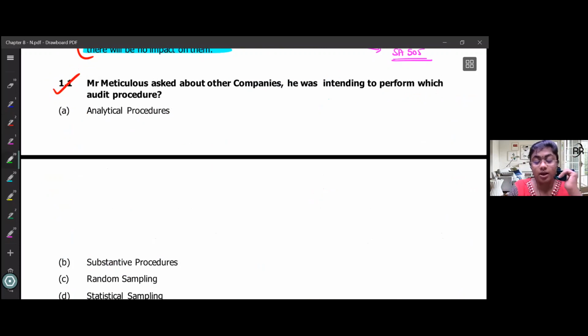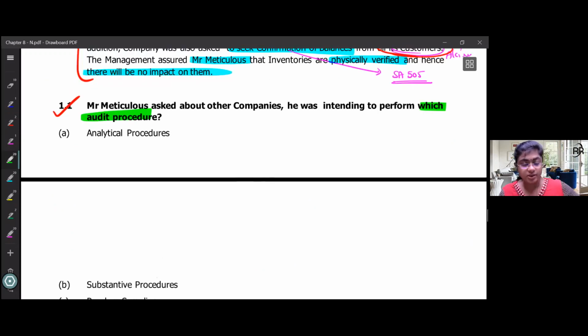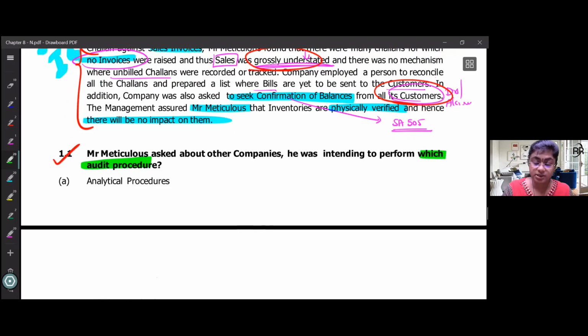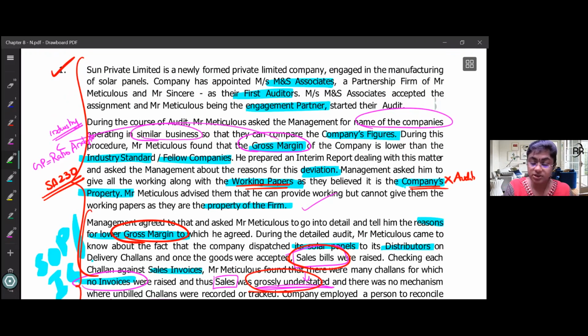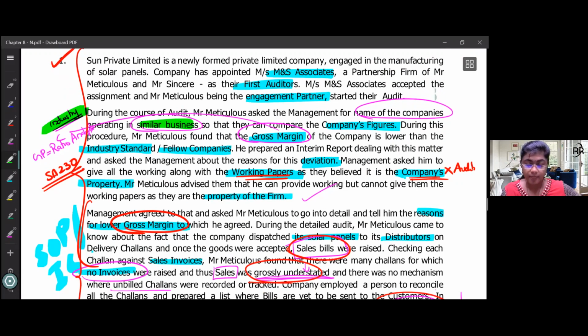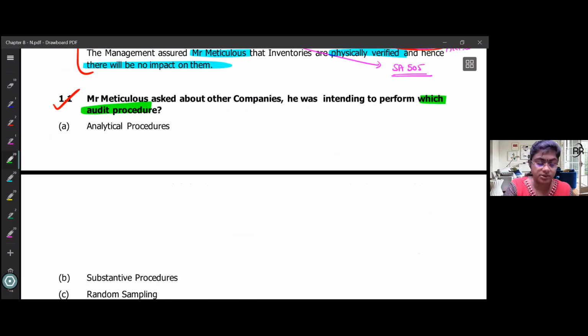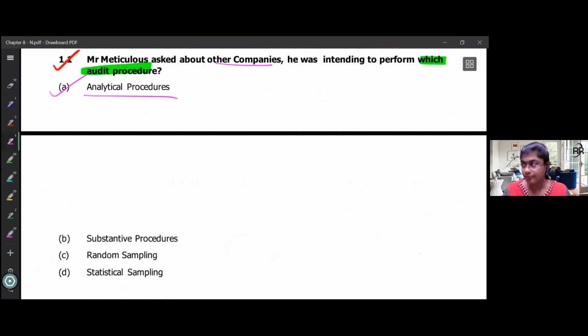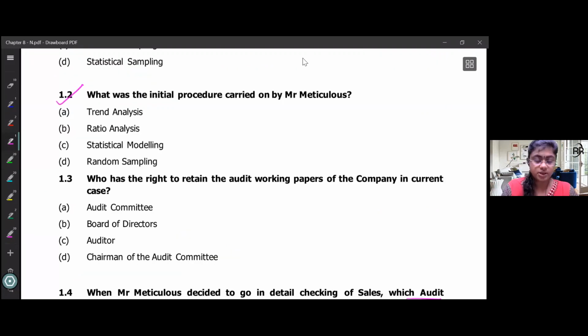Mr. Meticulous asked about other companies. He was intending to perform which procedures? We said no. Here, he was asking about other company, similar industry. So that is nothing but industry comparison, analytical. So without second thought, answer is A. While performing the industry comparison, comparing with other industry, it is analytical. It's not just a substantive, not sampling, not statistical. Come on, all this is 530 question.